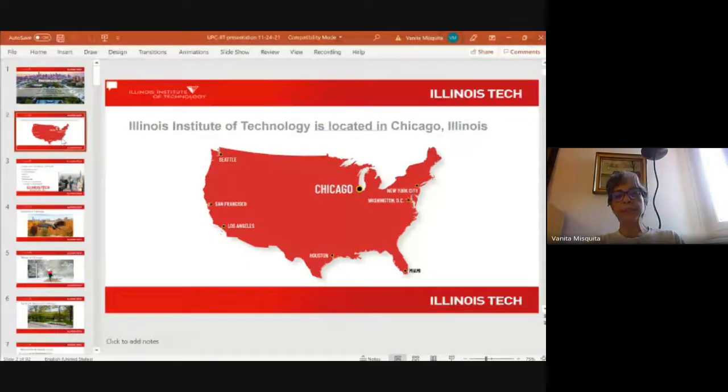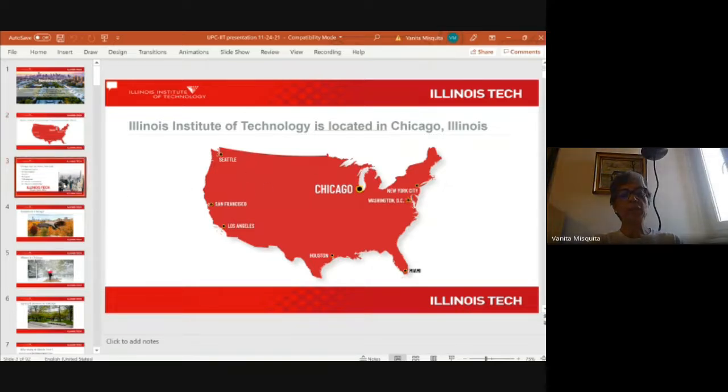Chicago is the third largest city in the United States after New York and Los Angeles. It's also located by one of the five Great Lakes, Lake Michigan, which is the only lake that is entirely in the United States. The other lakes are shared with our neighbor, Canada.